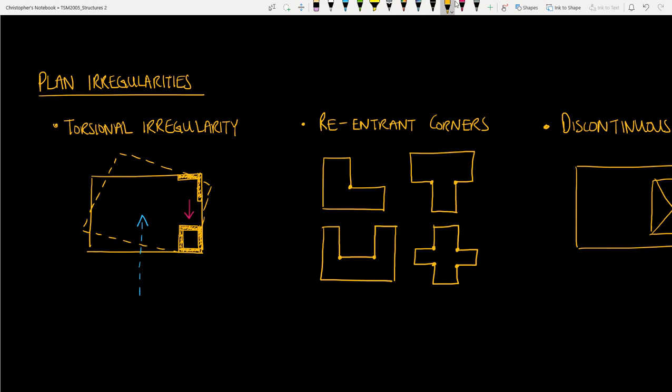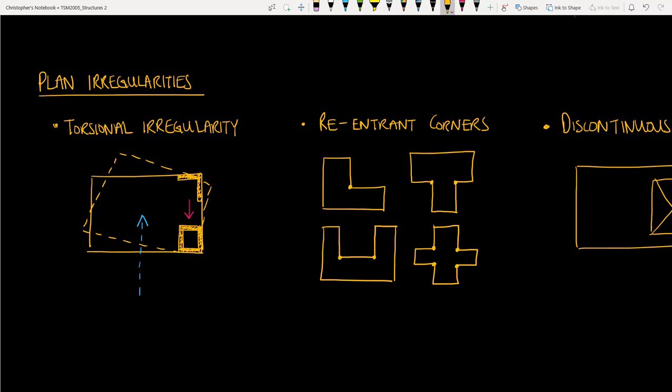In simpler terms, if you imagine this floor plan as a piece of paper, and you place a finger at the center of these lateral elements here, and then you take your other finger and push upward on the paper here, the paper will twist around your first finger. That twisting motion causes additional stresses in the building that must be accounted for.